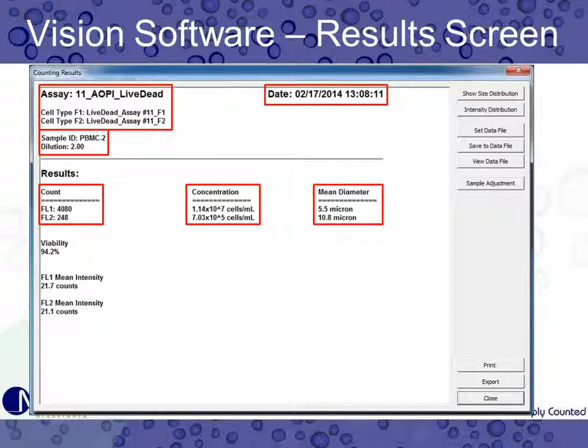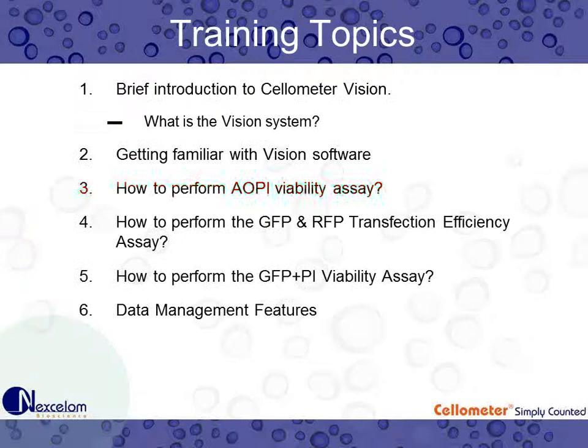The results show count of fluorescence 1 with the green cells, fluorescence 2, which are your red cells, or acridine orange or propidium iodide. It will show you the concentration of each population. It will also show you the mean diameter of each population. And then the viability is automatically calculated. In this particular case, as you can see, the viability was 94.2% for this PBMC sample. We also report the mean fluorescent intensity for each channel. 21.7 counts was for the acridine orange channel, and 21.1 was for the propidium iodide channel.